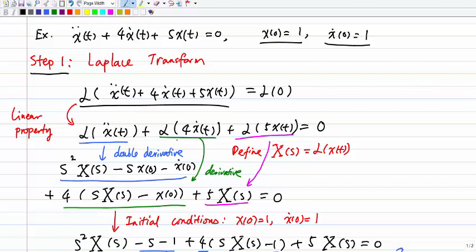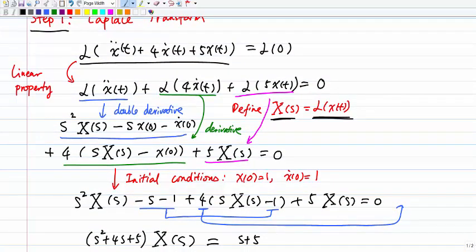For the second one, we do the same thing. Here we also use the homogeneity property, which means I can pull the scale factor out. Then I can use the property of the derivative to figure out the Laplace transform of x dot of t. Finally I also use the homogeneity property, pulling the scalar outside, and I can do the Laplace transform of x(t). Here I assume that X(s) is L of x(t). This is just notation, to make it a little simpler.